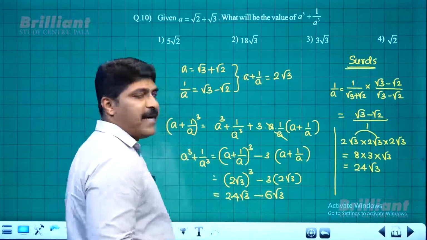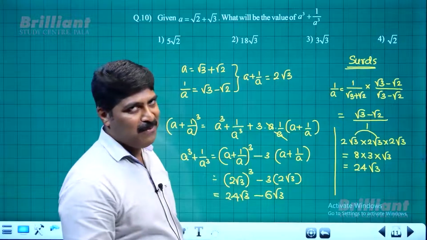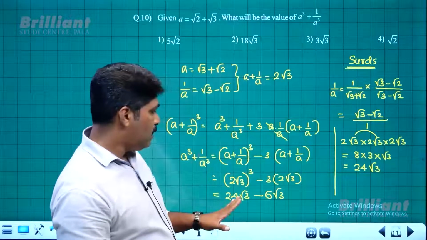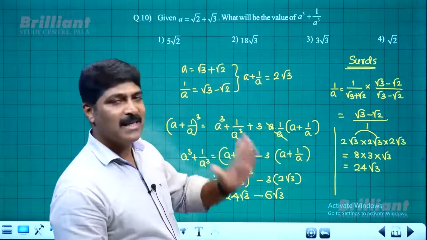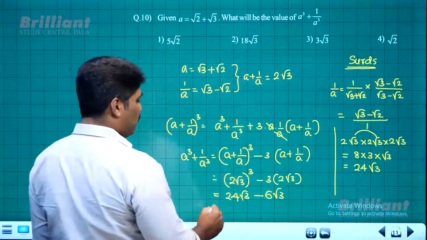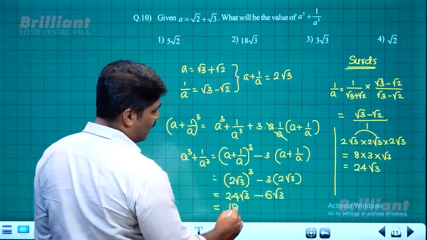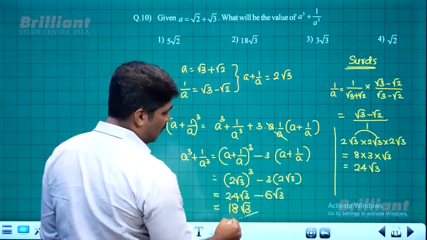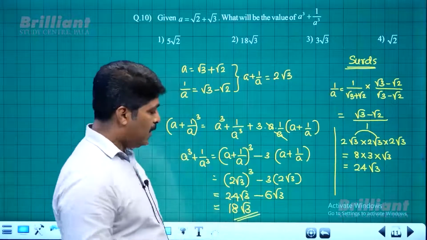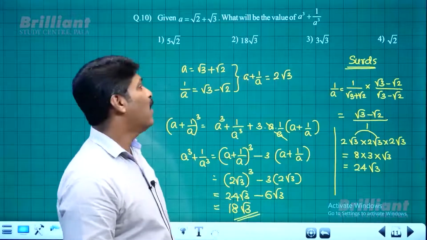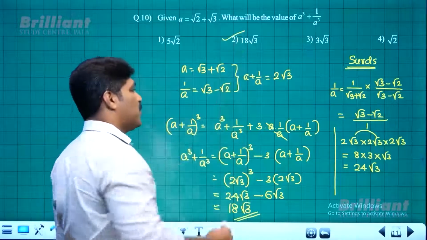So here root 3 acts in the form of a variable. So this is similar to 24x minus 6x. So what is 24x minus 6x? That is 18x. Instead of x, you just consider that as root 3. Here the answer is 18 root 3. So that is option 2.